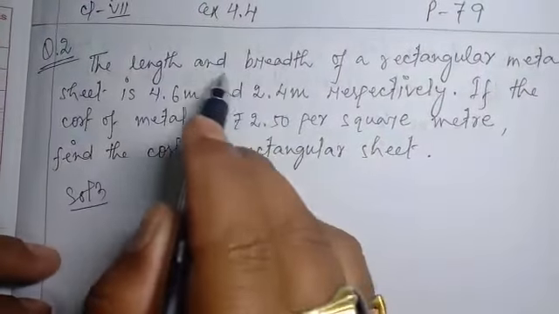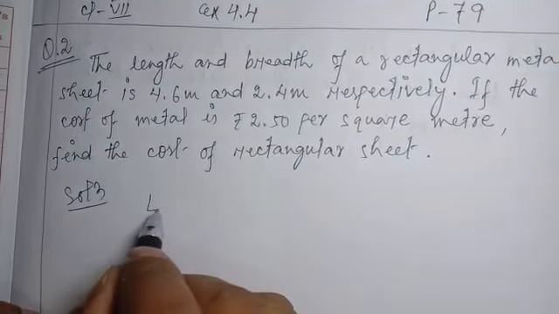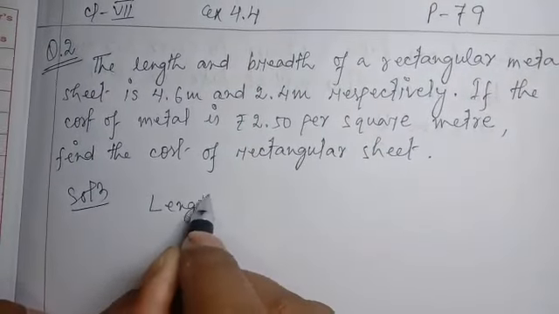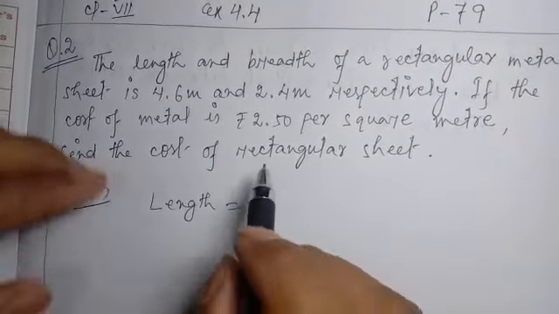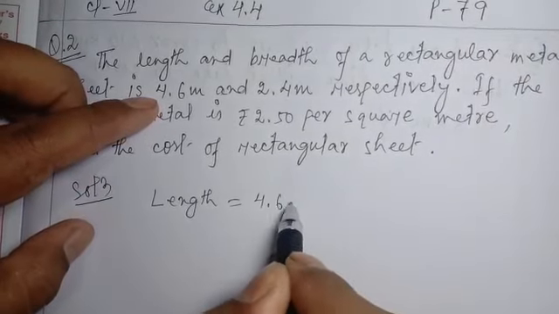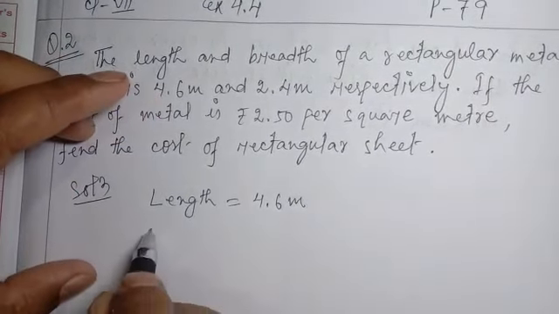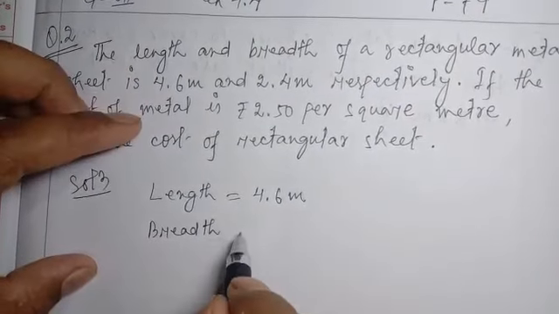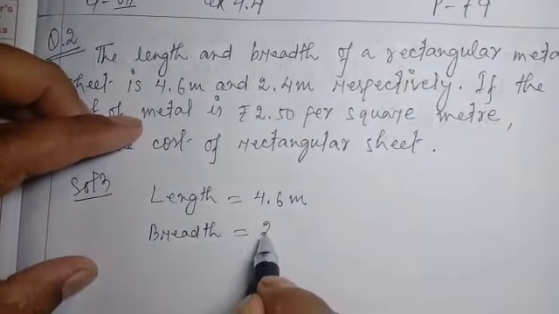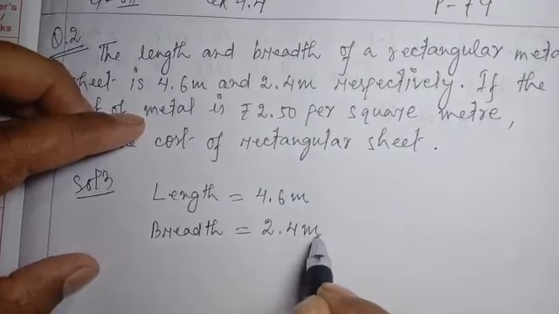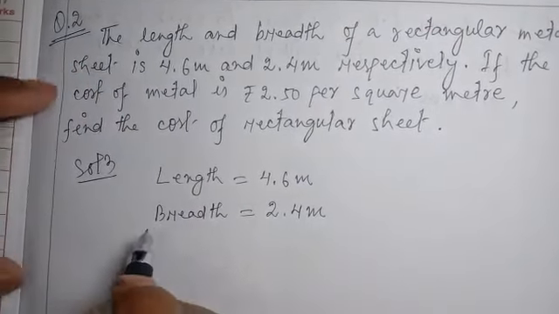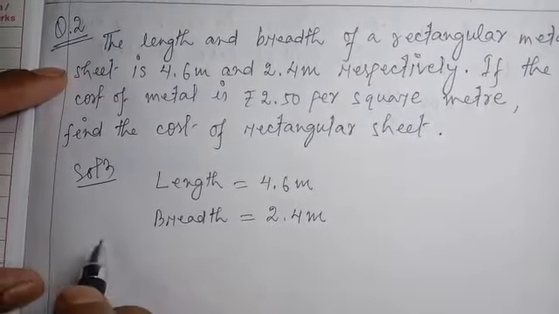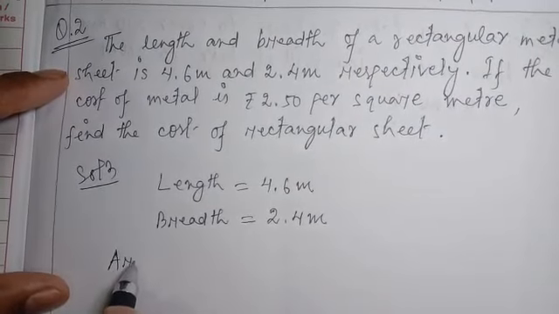Solution: here the length and the breadth is given. You write down first. Length 4.6 meter, breadth 2.4 meter. Now we got the length and breadth. You find out the area of the rectangle.